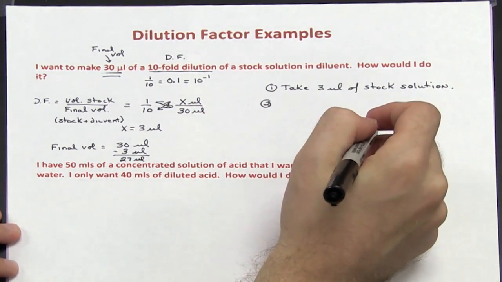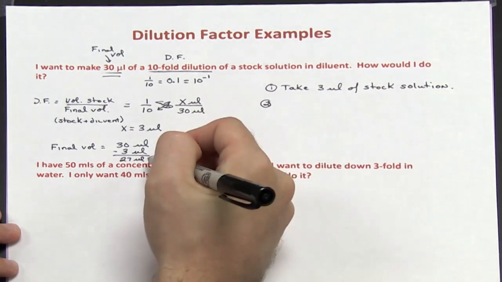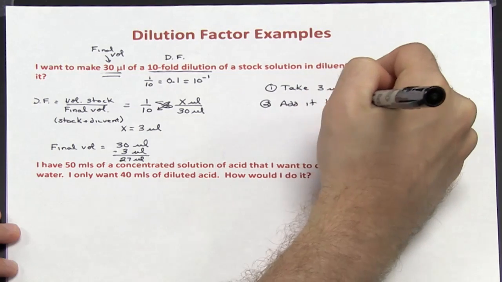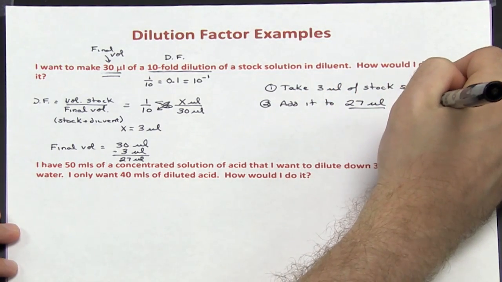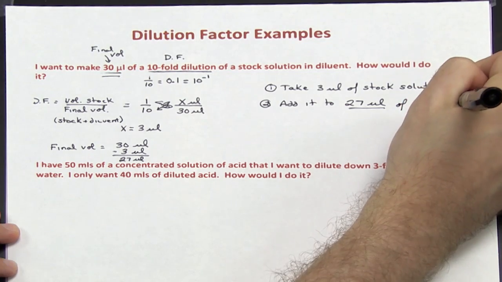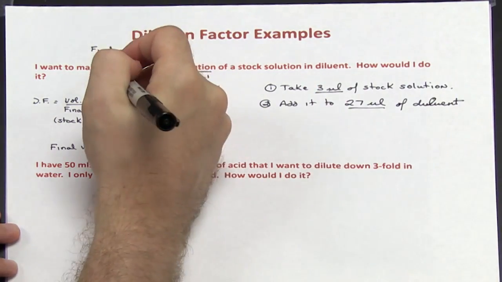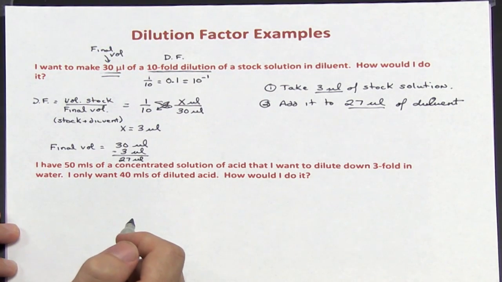So in preparing this dilution, I'll take 3 microliters of stock solution and add it to 27 microliters of diluent. 3 microliters plus 27 microliters gets back the final volume of 30 microliters that I wanted.